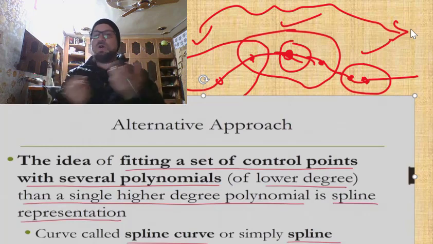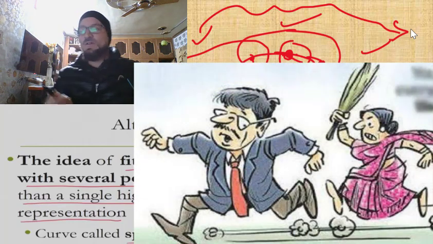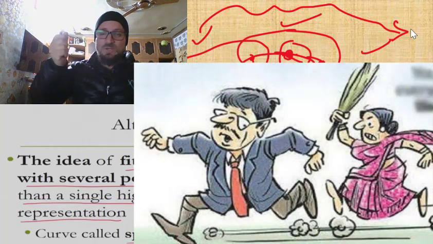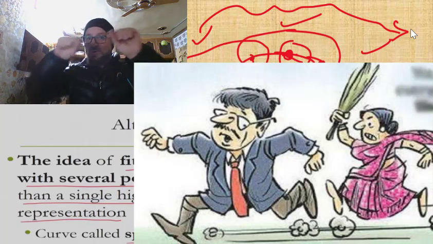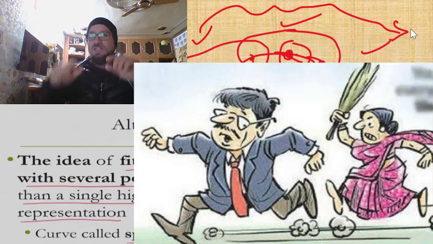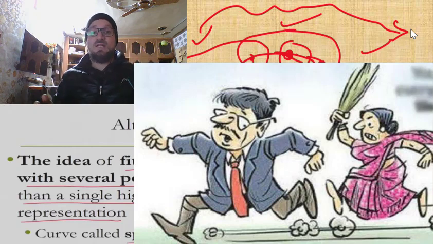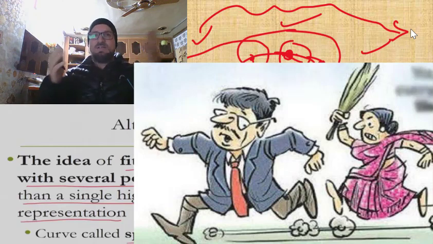Or you may have seen your mother running after your father with that broom. The garden broom, I'm saying garden broom. The sticks that it is made of, in Kashmir we call them kanj latsun. That kanj is a spline actually.